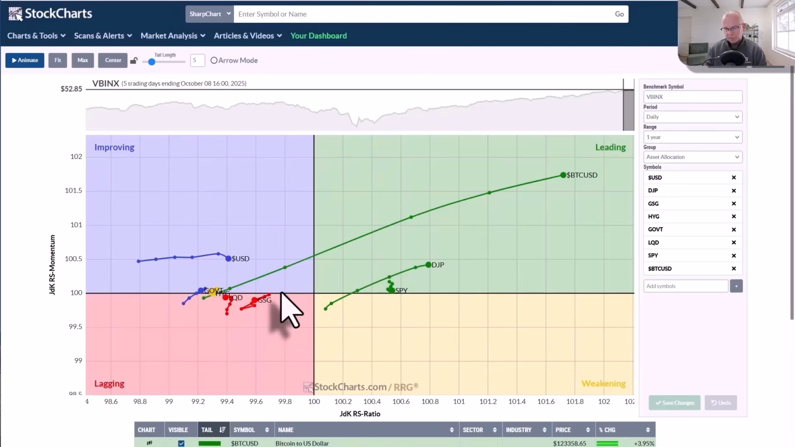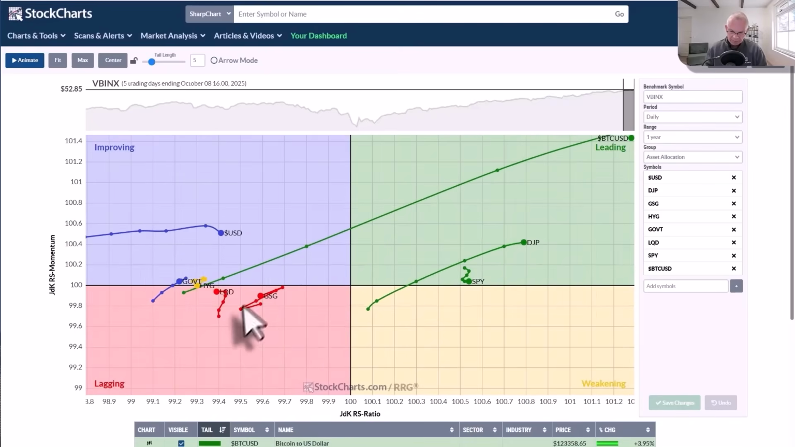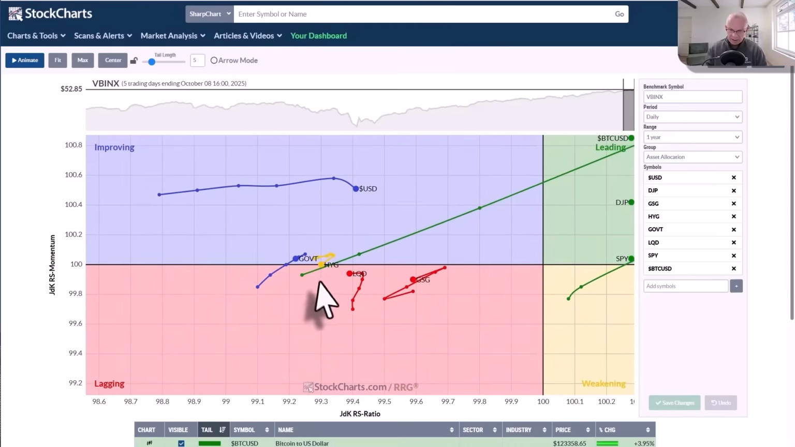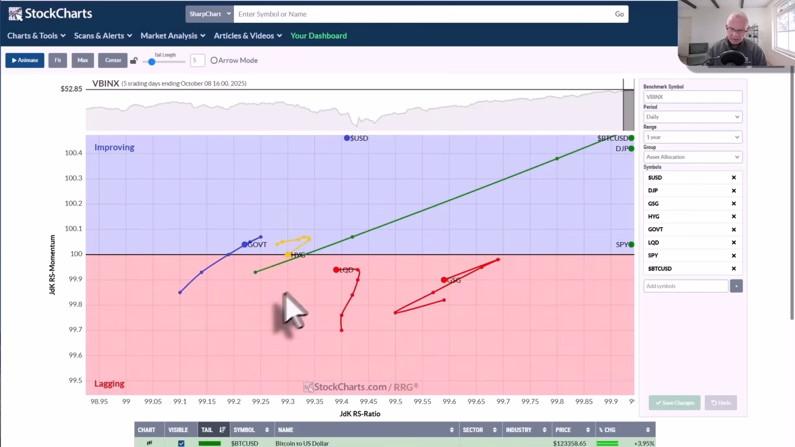And that is a good explanation of how you can use the tail length on an RRG to gauge the power behind a move. And then inside lagging, we've got GSG, which is juggling a little bit, going back and forth. You see LQD, which had a little hiccup and now started to move left again. We've got GOVT, which is rolling over, and we've got HYG. Let me zoom in and you can see it better. Rolling back into the lagging quadrant, coming from improving and now rotating back into the lagging quadrant.